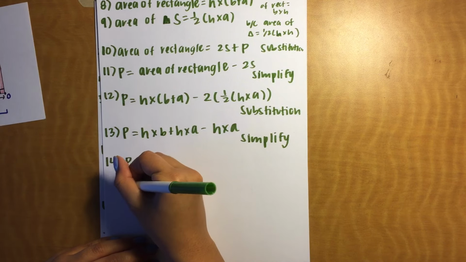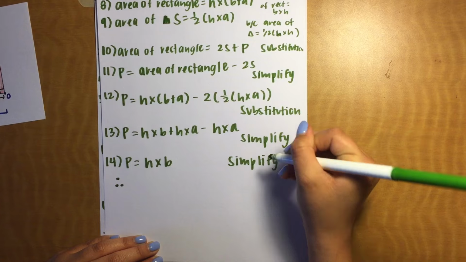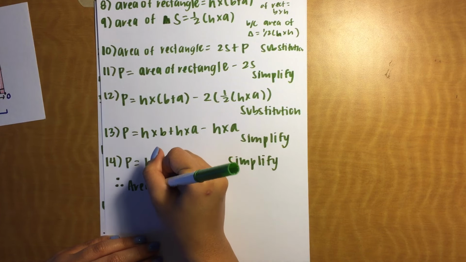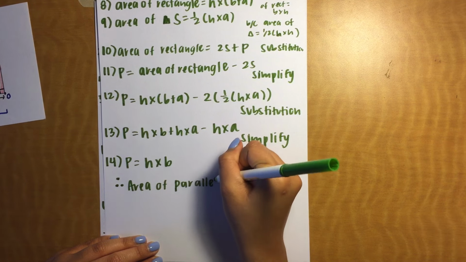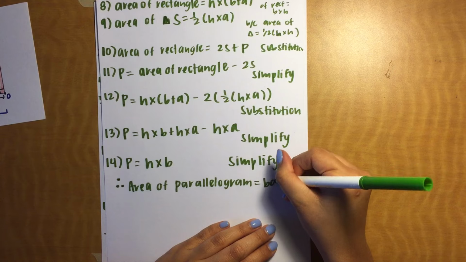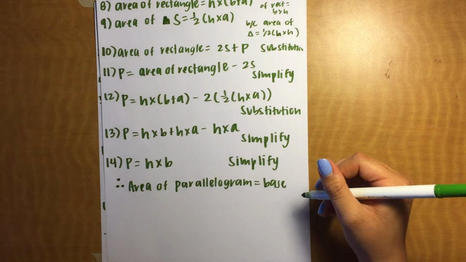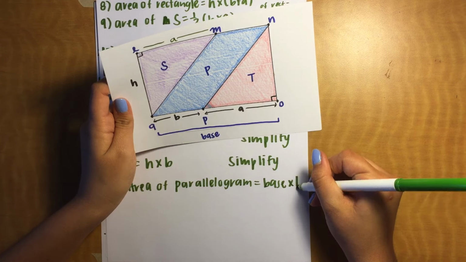So therefore, the area of the parallelogram is equal to the base, so this is the base for this case, the B, times the height.